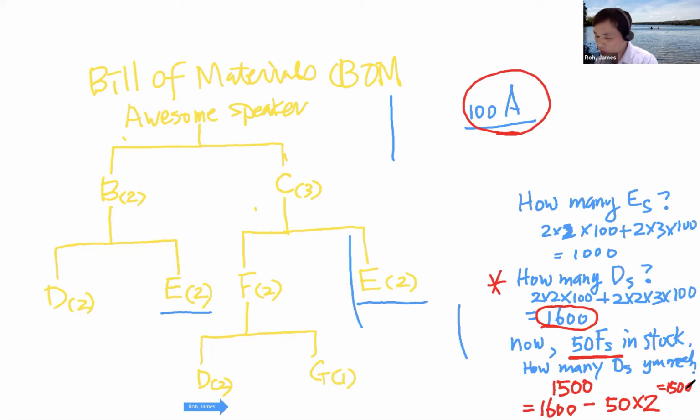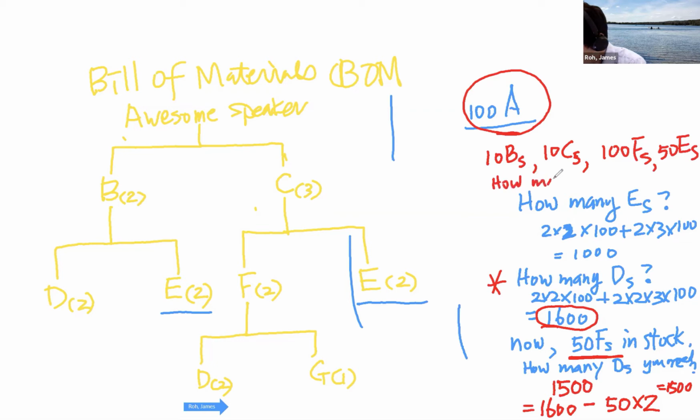Let me give you one more question. Now, let me make it a little bit more realistic, okay? So I found that in my warehouse, I have 10 Bs in stock, 10 Cs in stock, 100 Fs in stock, and 50 Es in stock. How many Fs? I'm sorry. How many Ds do I need?